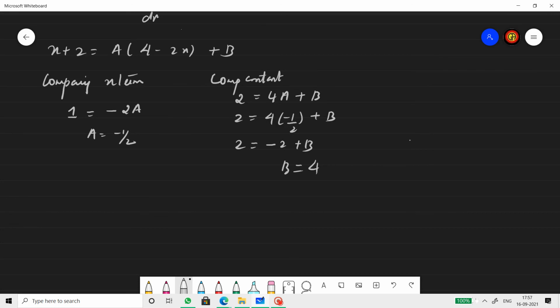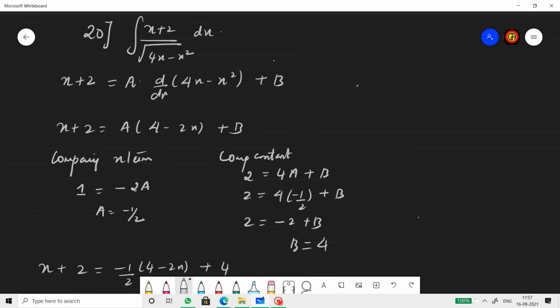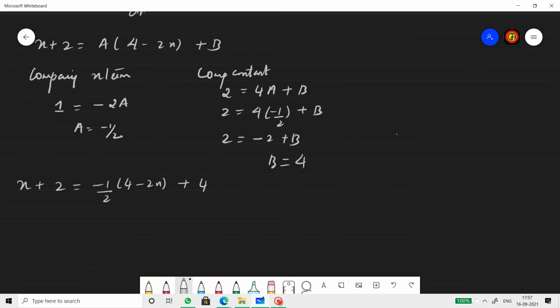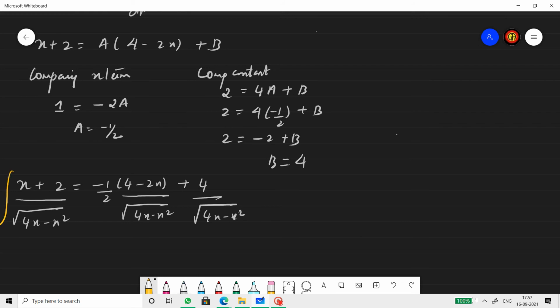So as we found a and b, let's substitute it back. x plus 2 equals minus 1 by 2 times (4 minus 2x) plus 4. What is the denominator now? The denominator is root over 4x minus x square. So this is divided by root over 4x minus x square, and the other term is also divided by root over 4x minus x square. So instead of integrating this term, we can integrate these two terms.